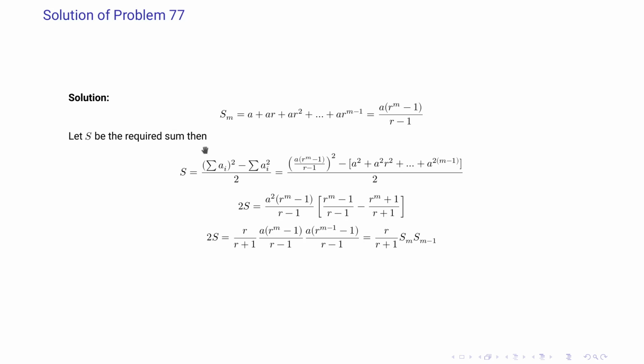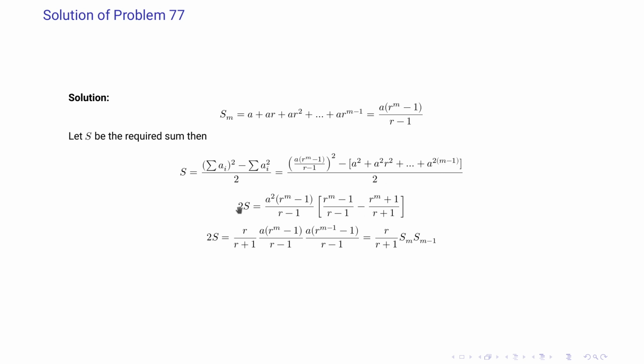We have solved one such problem when we were doing the arithmetic progression. So following that question, where we found the sum of products of two numbers taken together in the arithmetic progression, we can rewrite the formula from there as S is equal to (sigma ai whole square minus sigma ai square) by 2. What we need is 2S. So sigma ai whole square is a multiplied with (r to the power m minus 1 by r minus 1) whole square. And sigma ai square is a square plus a square r square plus up to a to the power 2 into m minus 1.